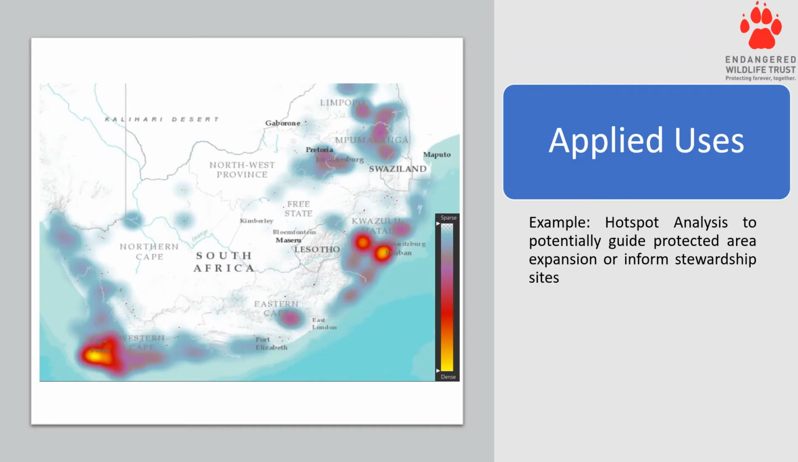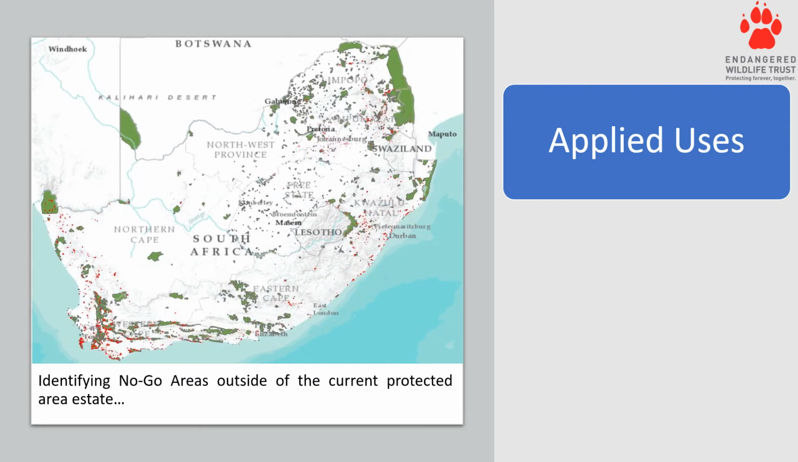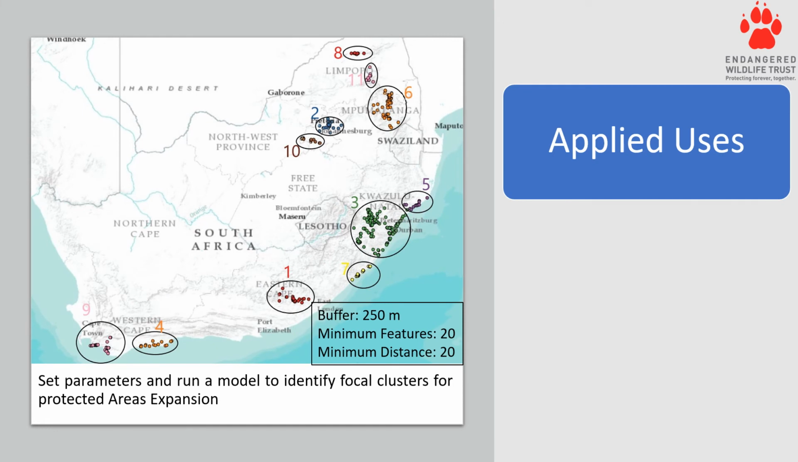Aside from the primary objective of the map, the data can also be used for a number of applied uses. On screen now is the result of a simple hotspot analysis showing where in the country these no-go areas are most dense. One can also overlay all the no-go areas over the current protected area database and isolate those without formal protection. Then, with a bit of GIS modeling, one could set parameters to identify potential focal cluster areas which can inform potential protected area expansion.